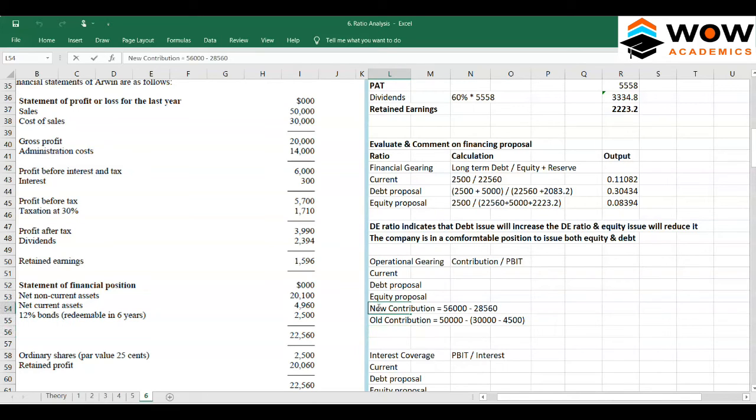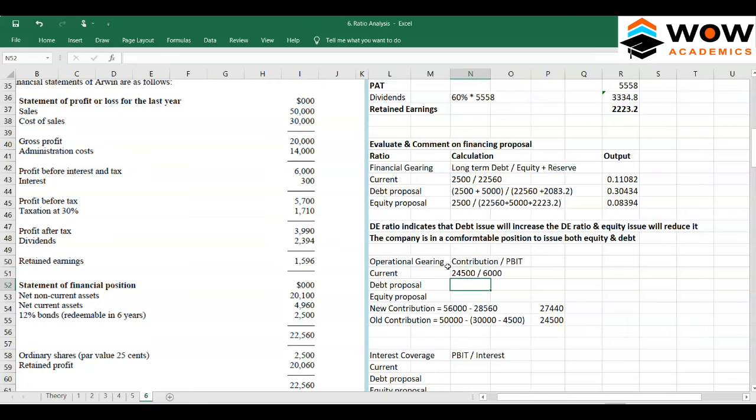Okay, so let's get the new contribution and the old contribution. We got both. So PBIT won't be a problem, that we can find out easily. So old contribution is 24,500 divided by PBIT. PBIT we have here. It is 6,000.